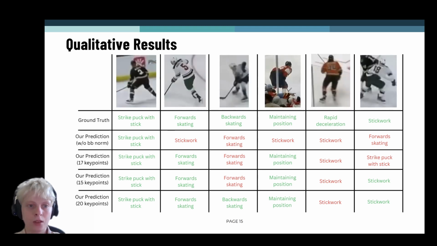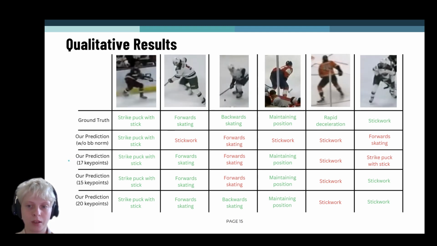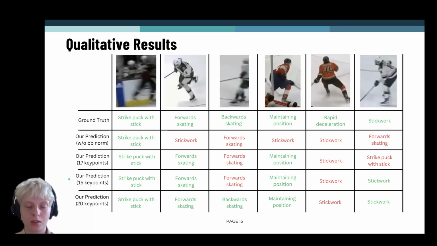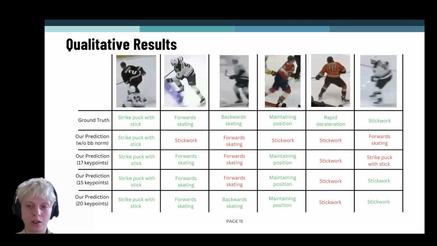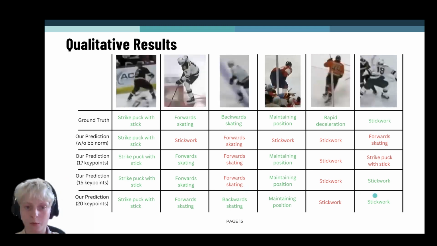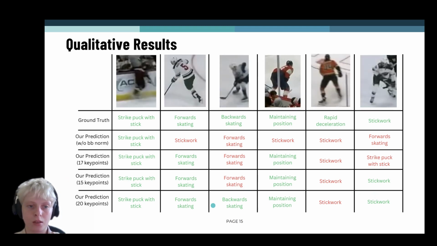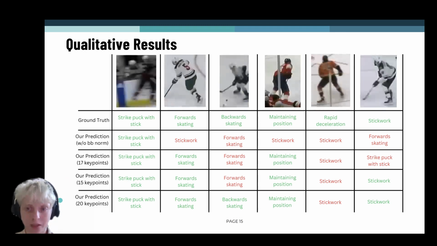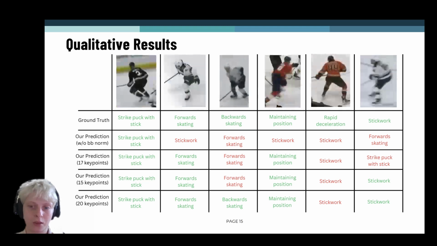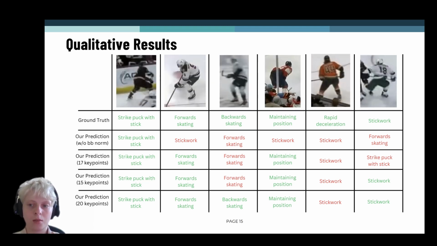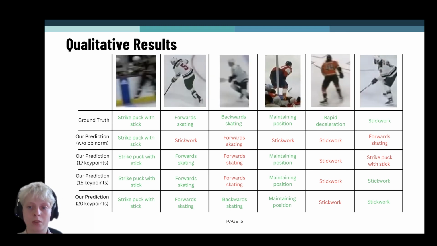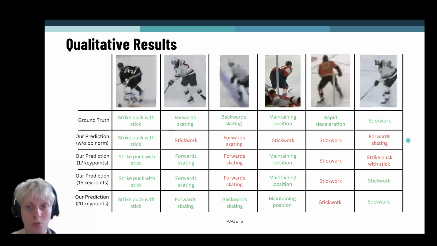Moving to 17 key points with STGCN++, we see improvement, but it's our 15 key point configuration that starts to clearly separate similar actions like forward skating. And notably, the optimized 20 key point setup performs best overall by leveraging fine-grained head and stick cues. So these examples underscore how bounding box normalization and targeted key points help the model better interpret nuanced hockey-specific movements.